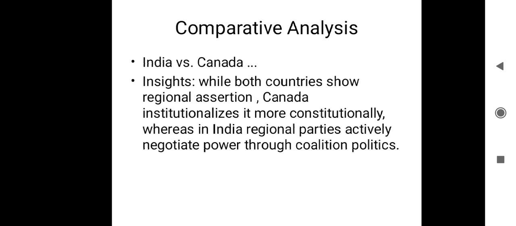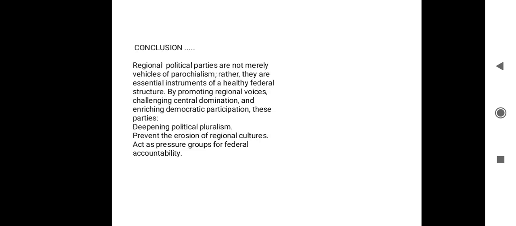Then we will see a comparative analysis of India and Canada. While both countries show regional assertions, Canada institutionalizes it more constitutionally, whereas in India, regional parties actively negotiated power through coalition politics. Then we will conclude our whole topic.